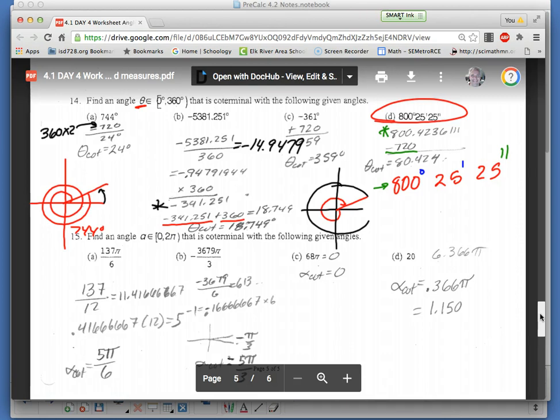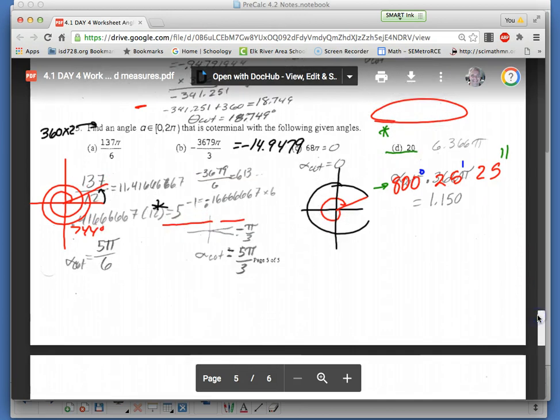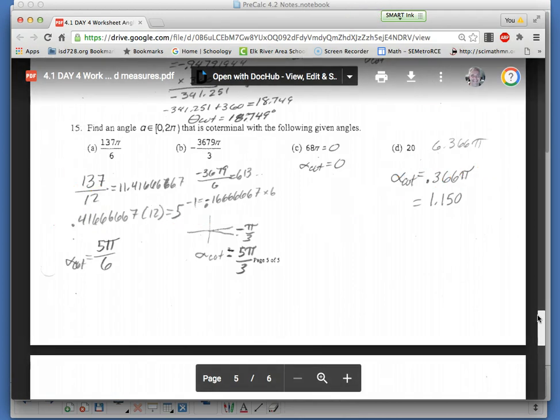Any other clarifications? You doing okay? Now, this next section is totally working with us putting it in radians. Okay? Is it making sense how to do those? Any questions?